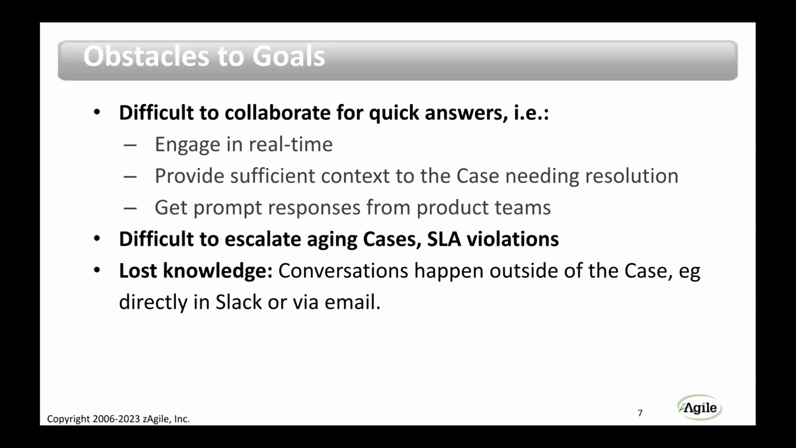And then finally, knowledge is lost. So if you're having a Slack conversation, for example, you might not recall who that agent was, what case it was associated to. And so it's problematic when that knowledge is existing or floating around, but it's not readily at your fingertips where it should be.